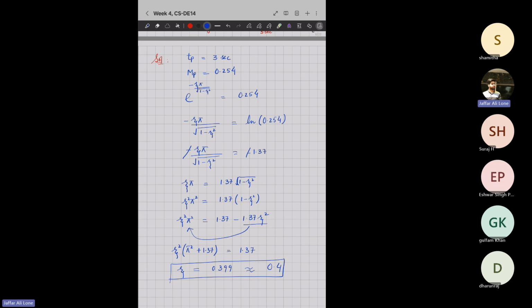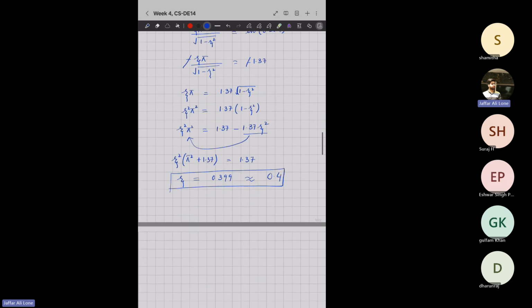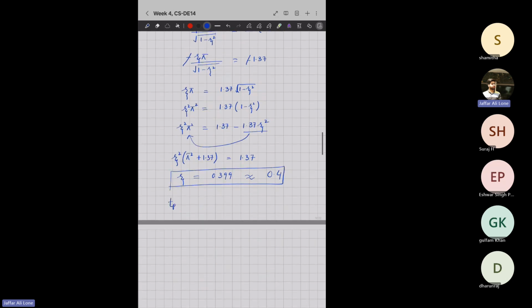There might be some calculation mistake, but yeah, you should get the value of zeta as 0.4. Then when you have got the value of zeta, you also know what is my peak time. Your peak time is given as 3 seconds. Pi by omega d is your peak time.